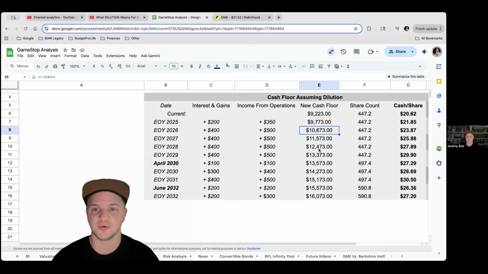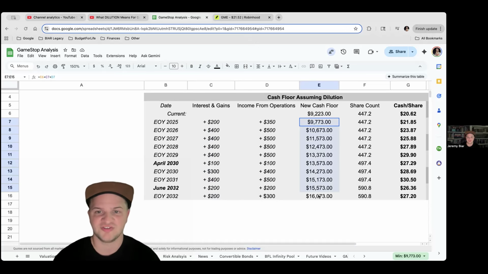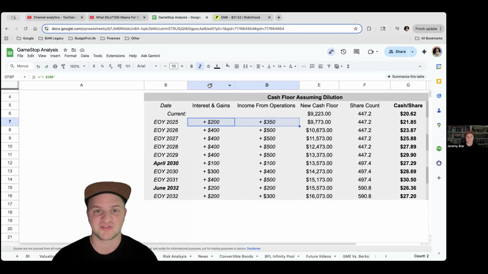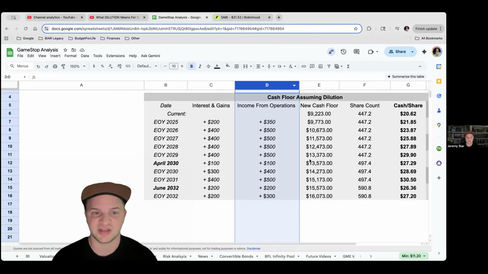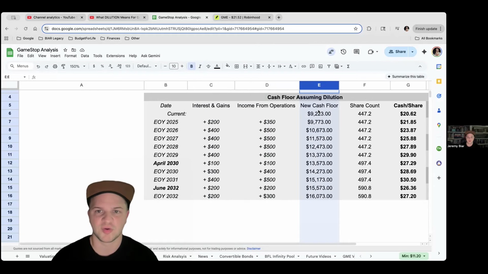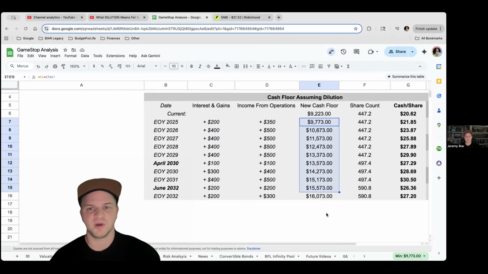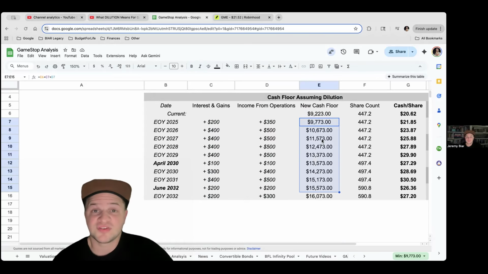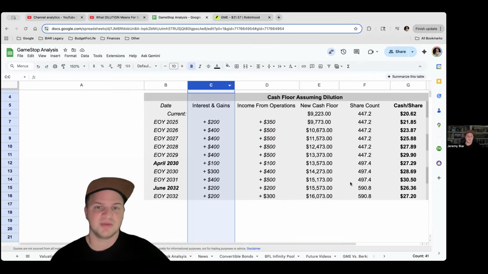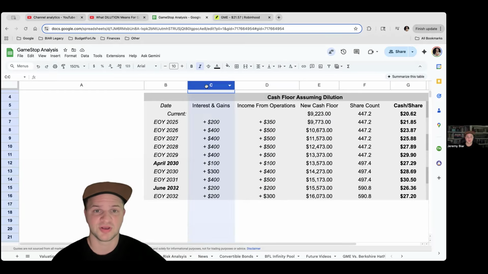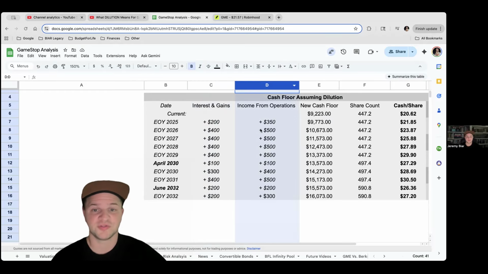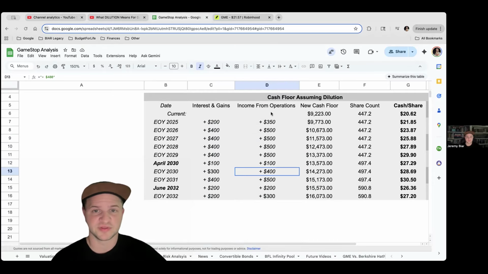So their cash floor each year that they generate more cash, cash from interest and gains, cash net income from operations, it is growing their cash floor correspondingly each year. And obviously, the more cash you have, the more money you could then make with that cash. And so you could model this column actually increasing more aggressively. You could also model this column increasing more aggressively.